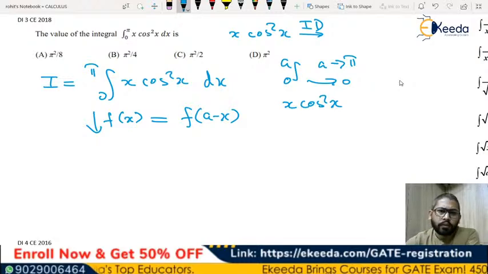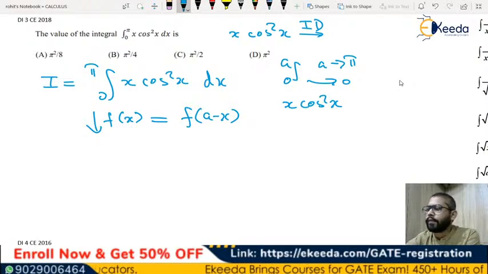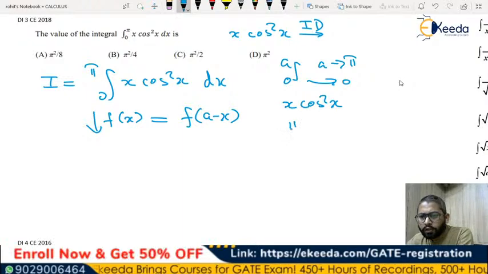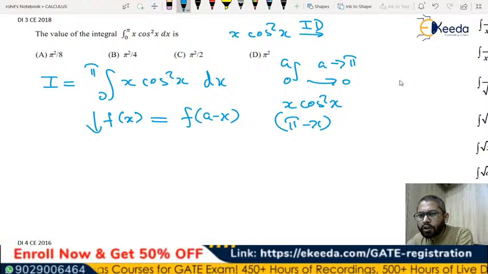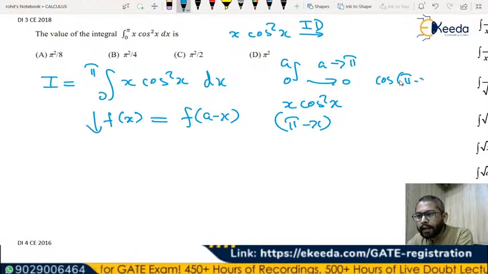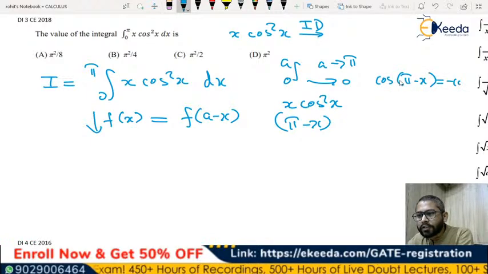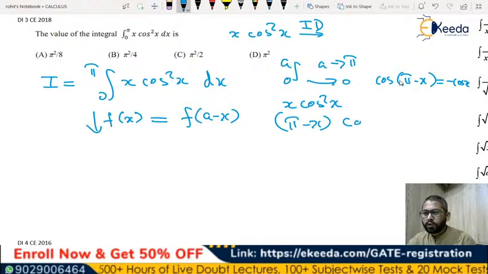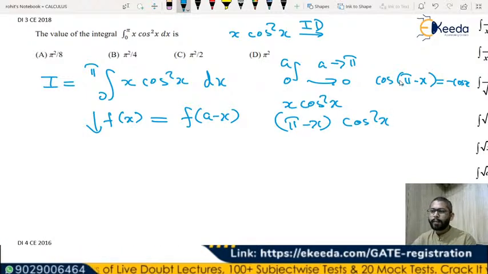B option. This is pi square by 4. Yes, B is the option. So in that case, what you can do is pi minus x, and cos of pi minus x is nothing but minus cos x. But if it is squared, this will come back to cos square x, because it is the square of minus cos x.